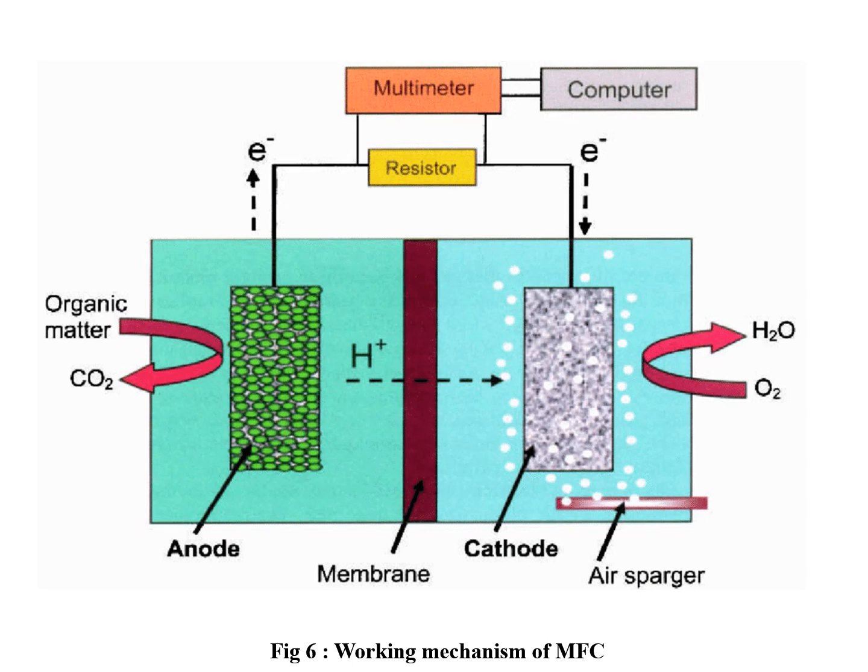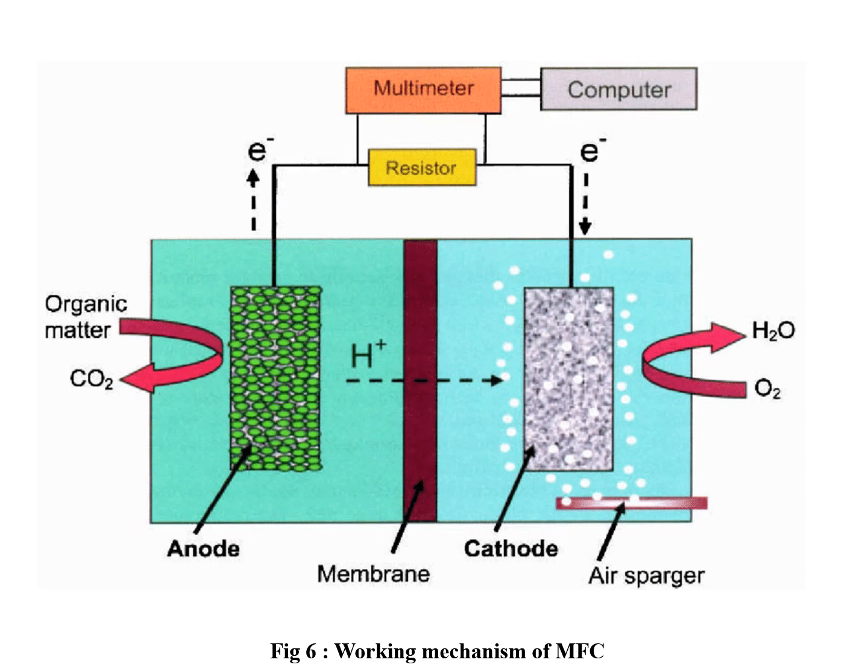Now these electrons flow through the wires. The circuit consists of a resistor and a multimeter, and the complete circuit is connected to a computer. With the help of various software, we can calculate the amount of electricity that has been generated.